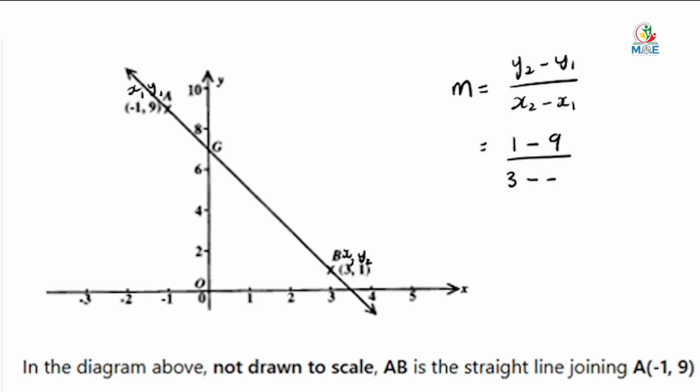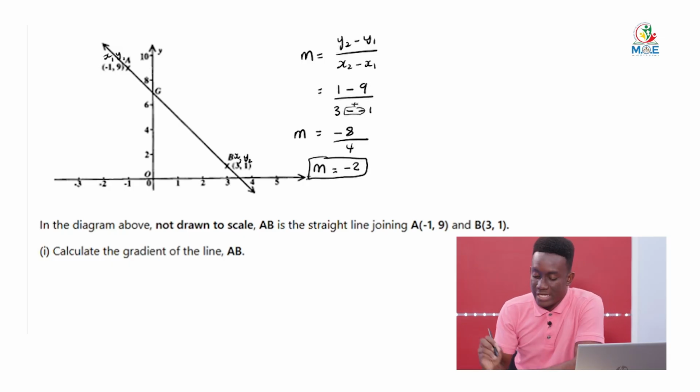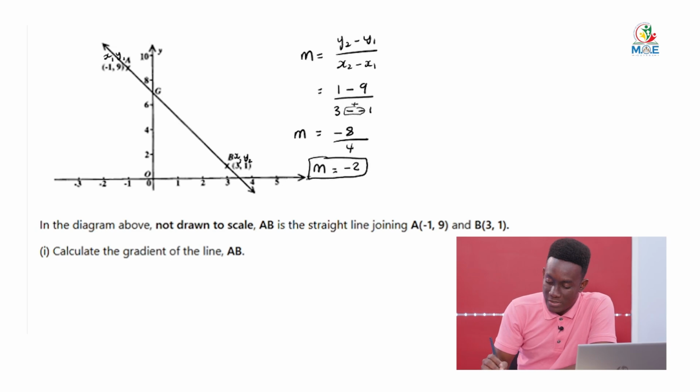So y2 would be 1 subtract y1, which is 9, all divided by x2, which is 3, subtract x1, which is negative 1. So the gradient m is equal to 1 minus 9, which is negative 8, all over 3 minus negative 1. This will cancel and turn into a plus, so 3 plus 1 would be 4. So the gradient would be negative 8 divided by 4, which is negative 2. The gradient for the line AB is negative 2.